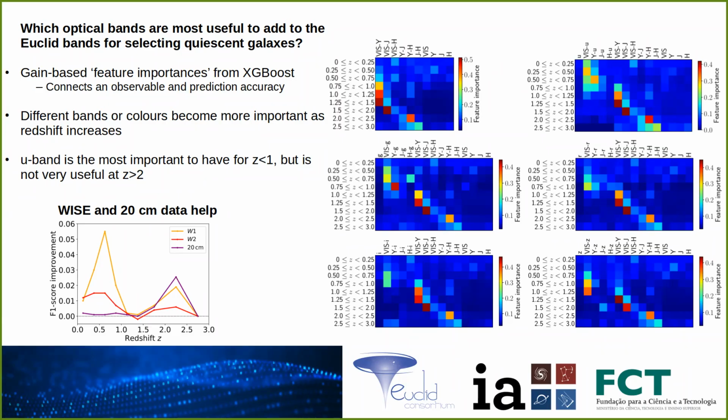So it's basically where the 4,000 angstrom break is shifting, more or less. But anyway, it's useful to see this.